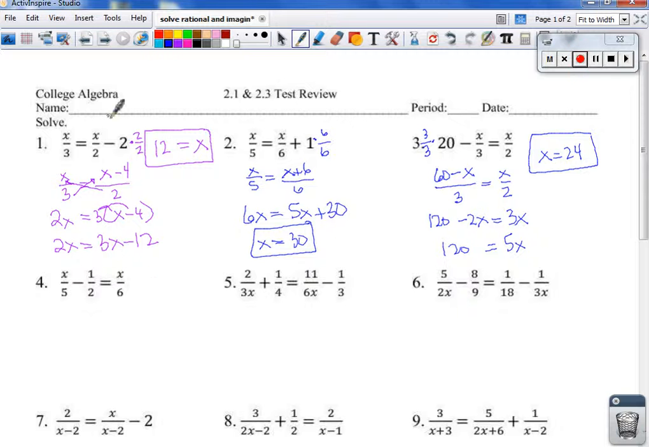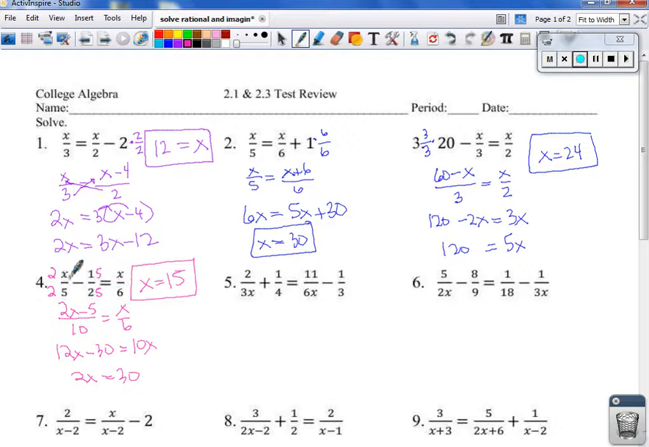So same thing here, only now I have a little bit more to do. I'll multiply this one by 2 over 2, and this one by 5 over 5, so that I have a like denominator of 10. So 2x minus 5 equals x over 6. Cross multiply and solve. So let's see, 2x equals 30, so x is 15. Okay, so no problem. 15 divided by 6, not prettily, but that's okay. 3 minus a half is 15 sixths.